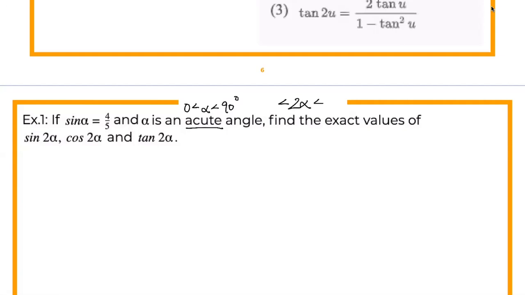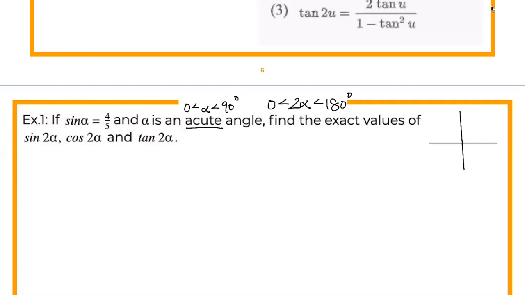Yeah, exactly. If you double the 0, you're still going to get 0. But if you double the 90, you're going to get 180, right? So my double angle is somewhere between 0 and 180. Now, I like to do a lot of pre-thinking before I go into a problem so that at the end, I avoid some of the really common mistakes. So while we're here, let's talk about the trig functions in their quadrants.